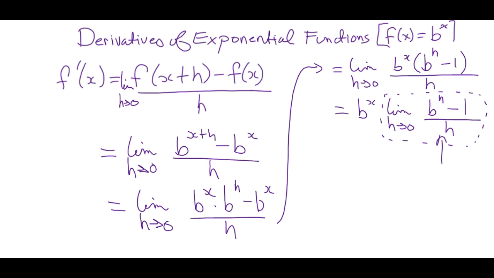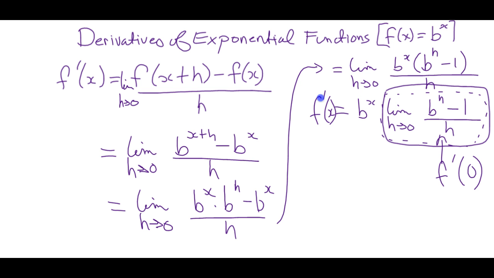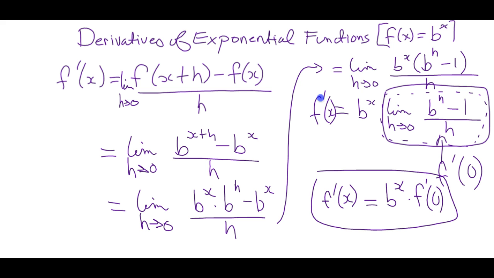So, well, first of all, remember what this is, right? This is f prime of x. This thing here, the limit as h approaches 0 of that, that's really like f prime of 0, right? That's the slope at 0. So we've got f prime at x is equal to b to the x times f prime at 0. And then the idea is, if we could get this to be 1, then the derivative will just be this, right? And where does that happen? That is 1 when the base is e.